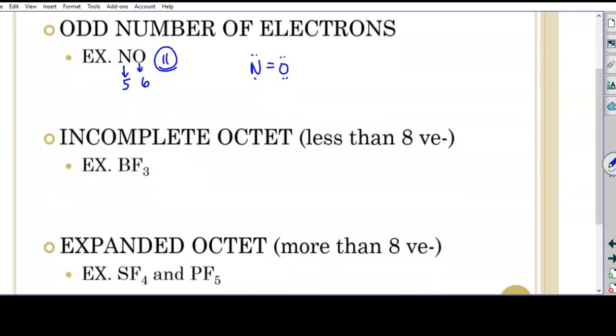You also can have an incomplete octet, where they want less than 8, which we've already talked a little bit about. We said earlier that boron only wants a total of 6 valence electrons instead of 8. So if I draw its dot structure here, boron has 3. F together is going to be 21, 7 times 3, for a total of 24. So I draw the structure here, and we get a total of 24. And boron is happy because it only wants 6 electrons.